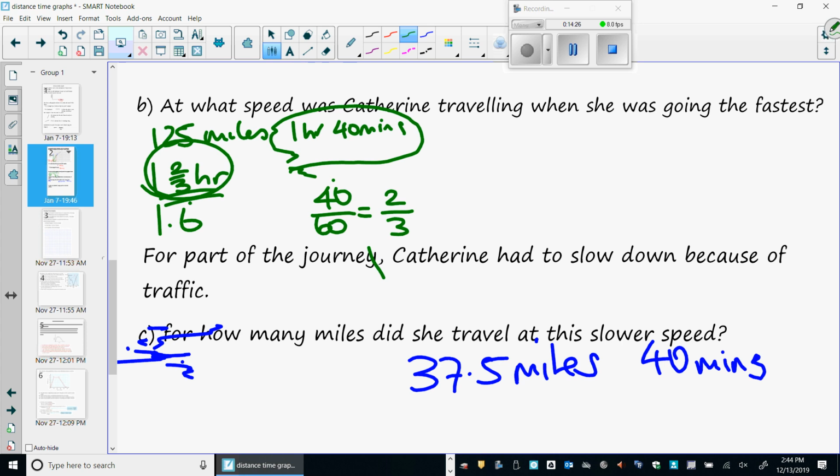So to find the speed, it's distance over time. So it's 125 over 1 and 2/3. We established what our miles were and what our time was. This is the speed. It's 125 miles over the time in hours.